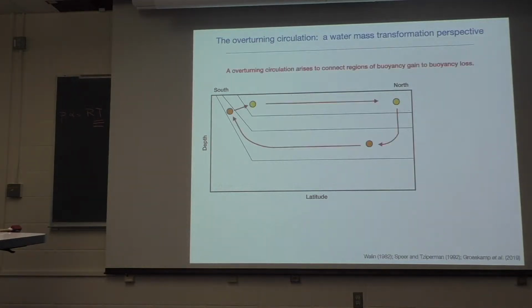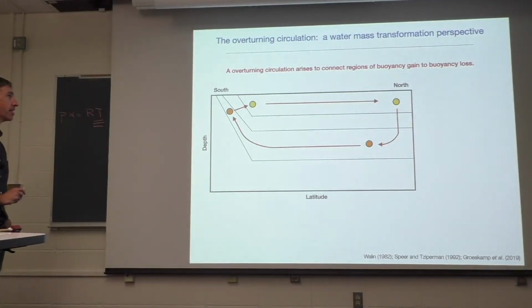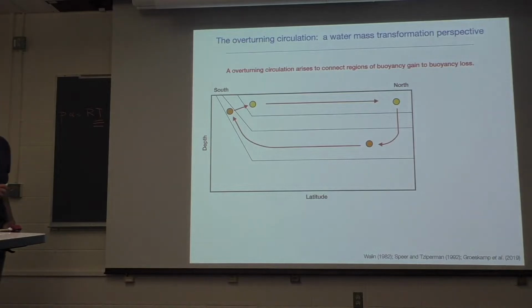And I want to argue that a much better way to think about what the overturning circulation is, is a circulation that arises to connect regions of buoyancy gain to buoyancy loss. Alternatively, there is only an overturning circulation if you can take a water mass and change its density somewhere in the ocean, so maybe it becomes dense and sinks in the north. It then may move to a very different region of the ocean, may upwell along these density surfaces, where it can be converted back to that same density class and then can become closed.